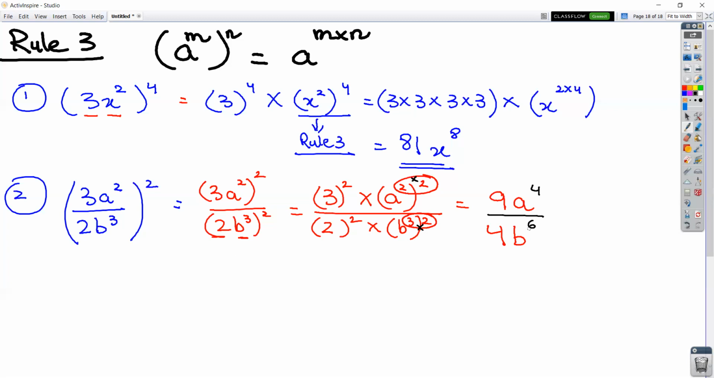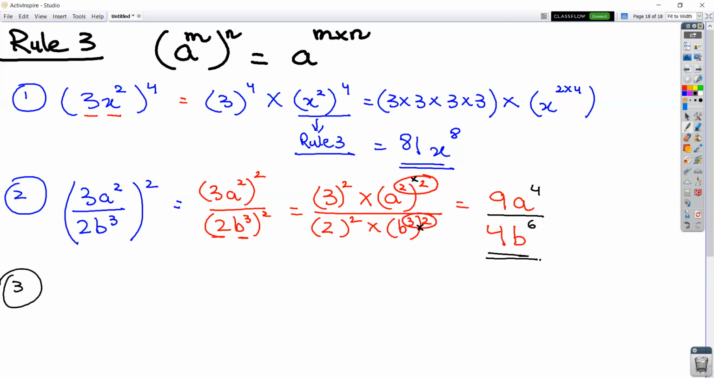Once we get to the final stage of the simplification, we just need to check before saying that this is the most simplified form, to see that can we simplify it more. So you look to the number 9 and 4, they don't both go in the same times table. Then you look to the variables a and b. Because they are the different variables, you can't simplify them anymore. So this is the simplified answer.